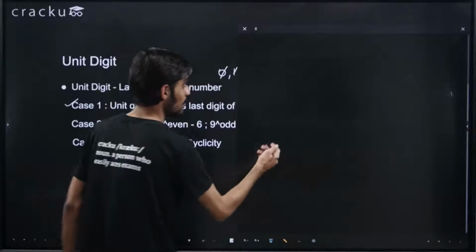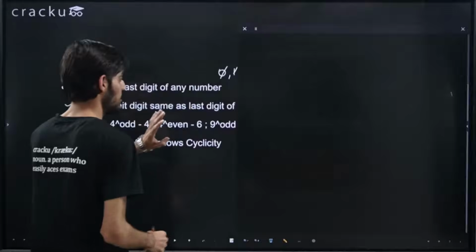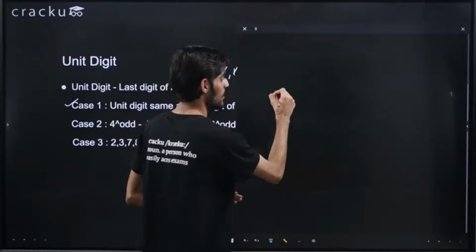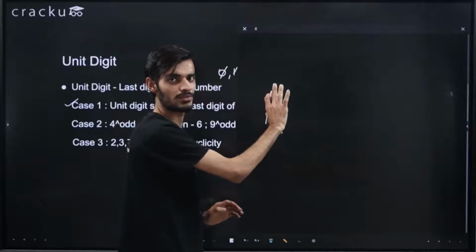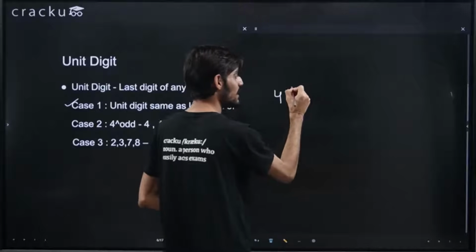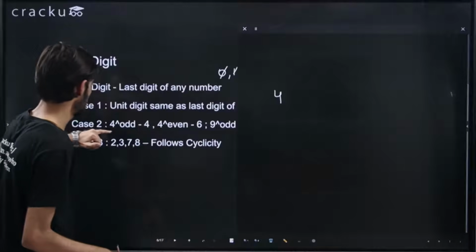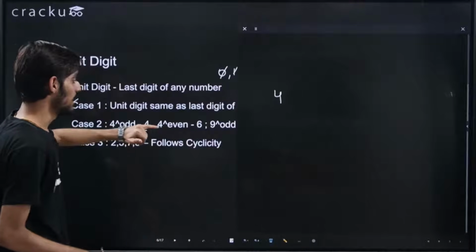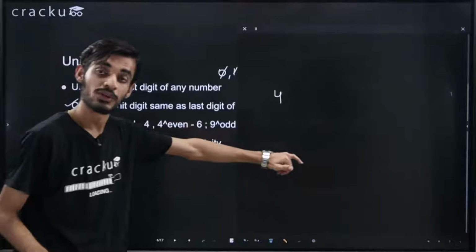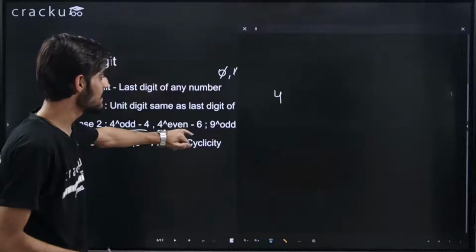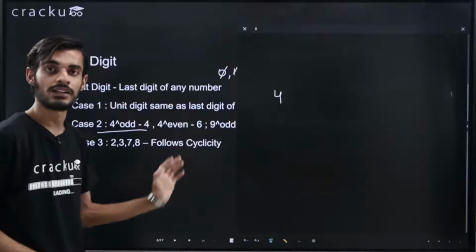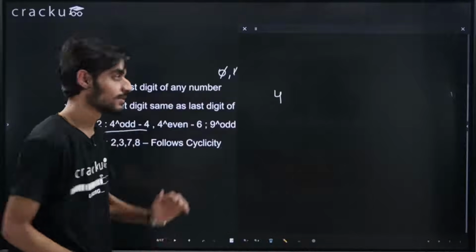When any number is ending in 4, let's say I take a single digit number as 4, and it is raised to some power and we need to calculate what the unit digit will be. If the power is odd, then it will always end in 4 as the unit digit. And if the power is even, then it will always end in the unit digit as 6.